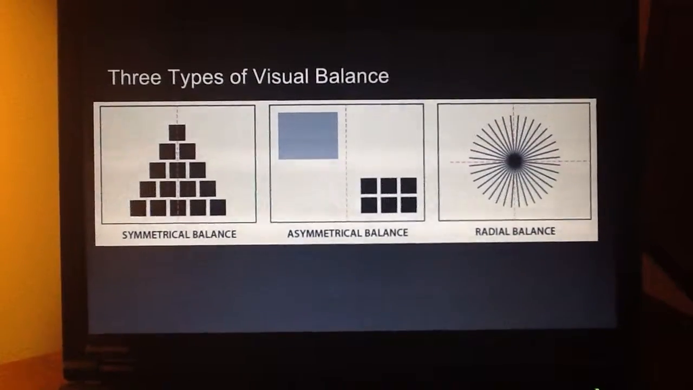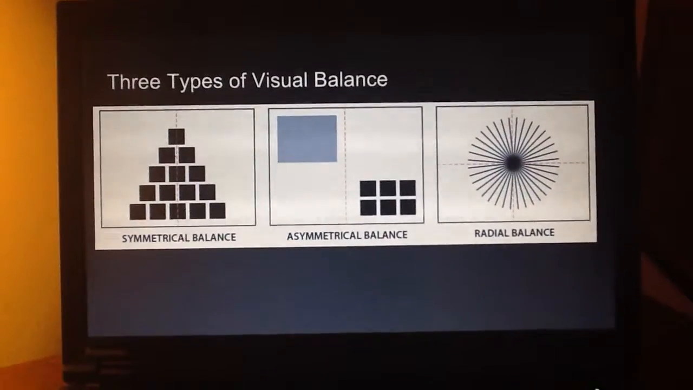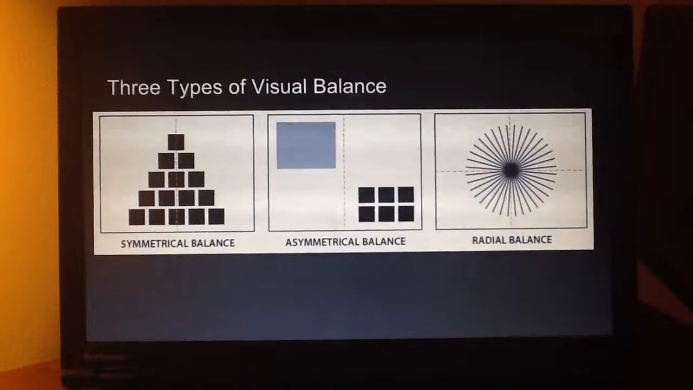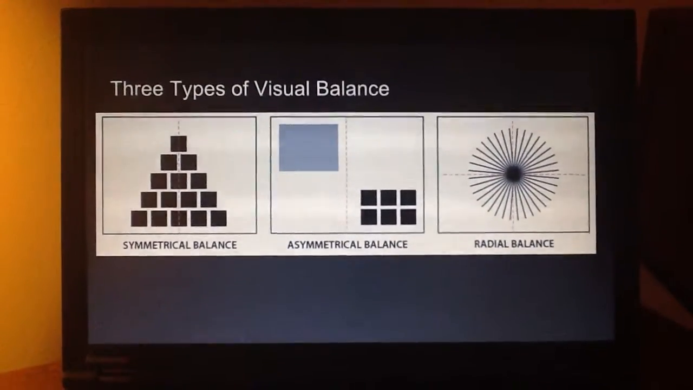There are three types of visual balance. There's symmetry or symmetrical balance, asymmetry or asymmetrical balance, and radial balance. We're going to look at each one of these briefly.